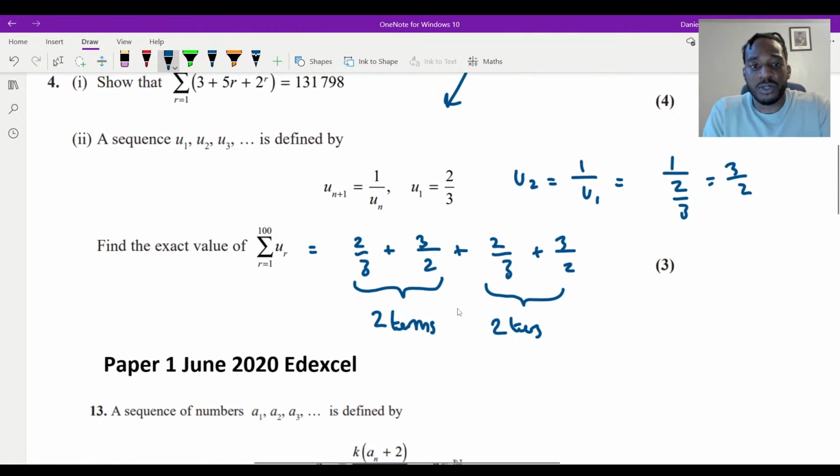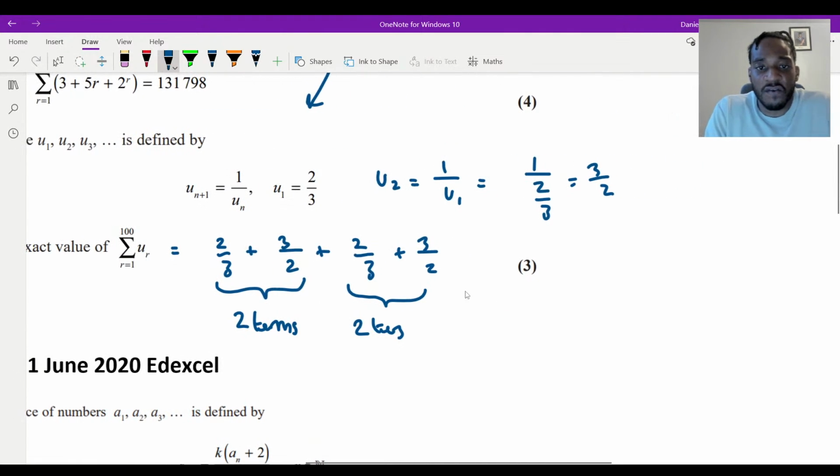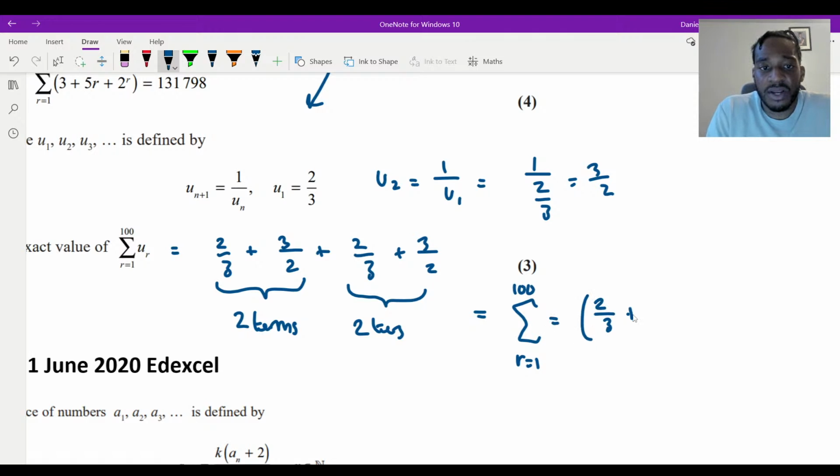So the sum for this one, I think I'm running out of room, is just going to be equal to the sum from r equals 1 to 100, which is 2 over 3 plus 3 over 2 times 50 of them, because there are 2 of them and you're trying to get to 100. I'll put a 50 here. Yeah, that is something that can come up.